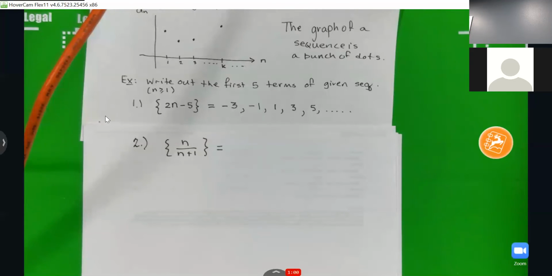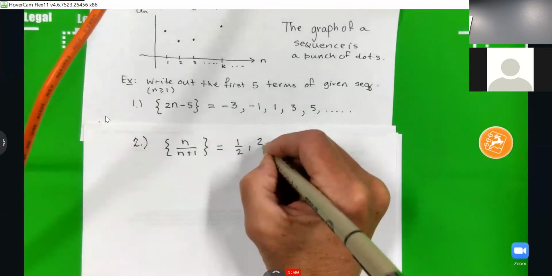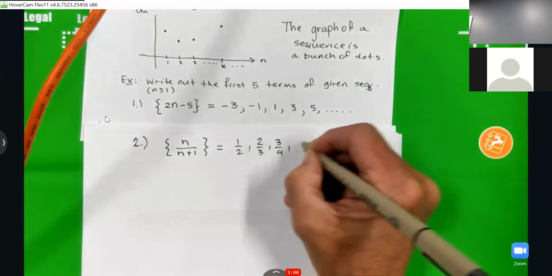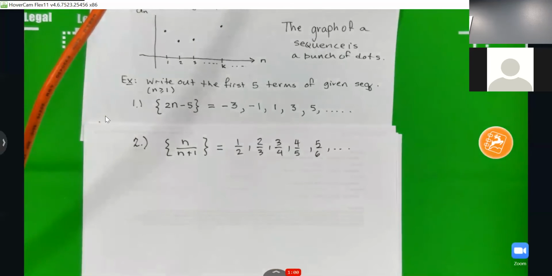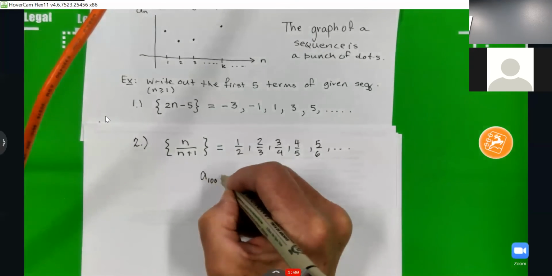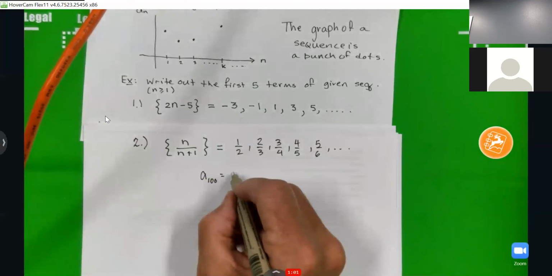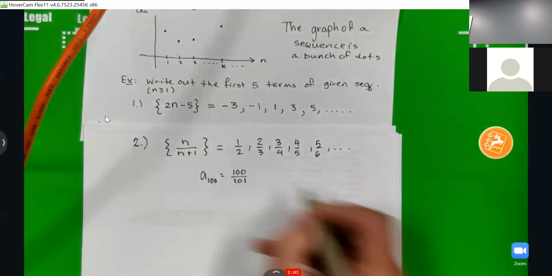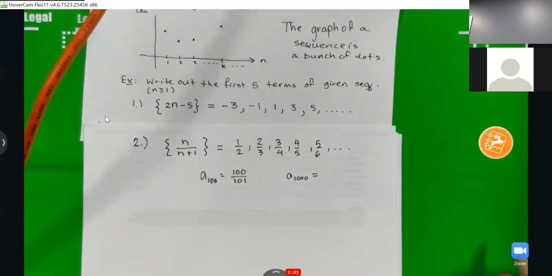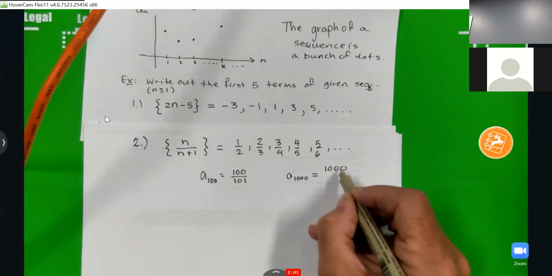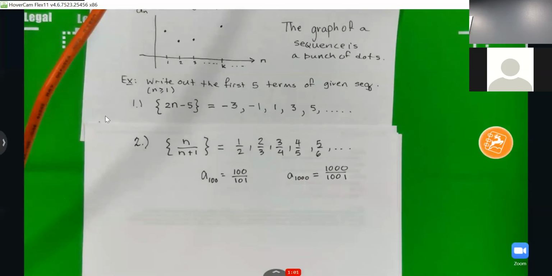Who wants to call them out to me? What would the 100th term look like? What about the 1000th term? What do you see as we get further and further out? You're going to get pretty darn close to 1.